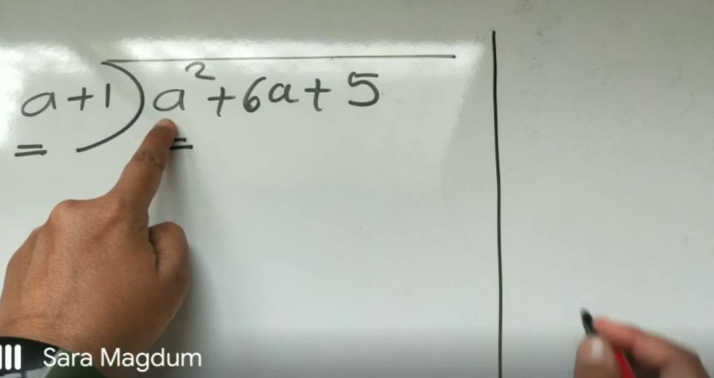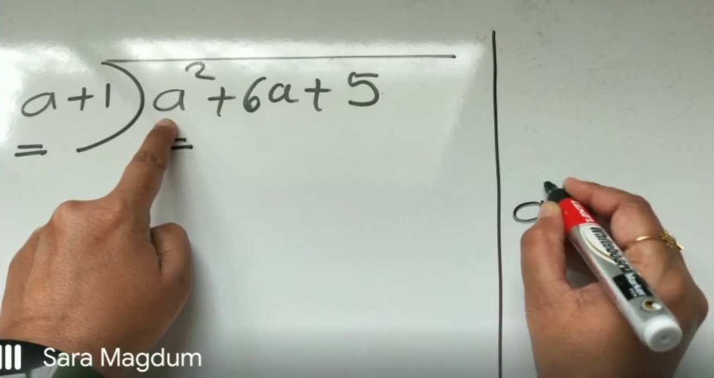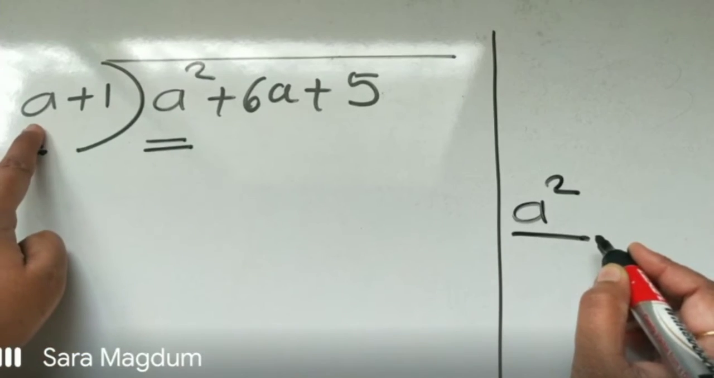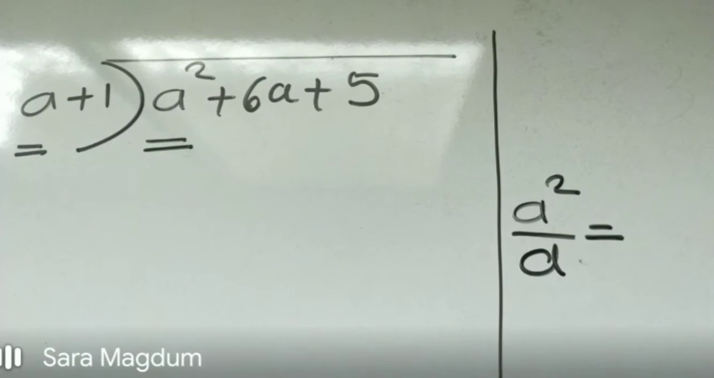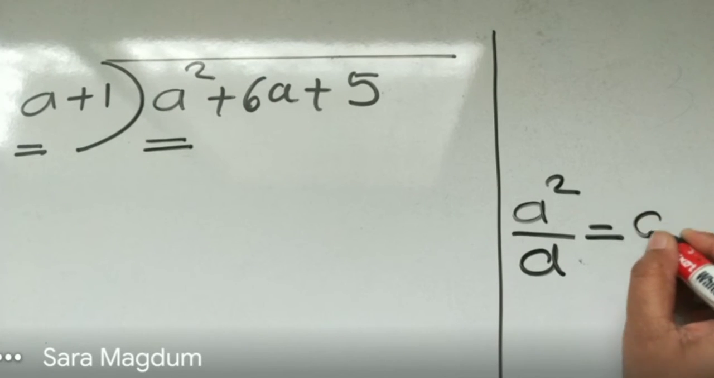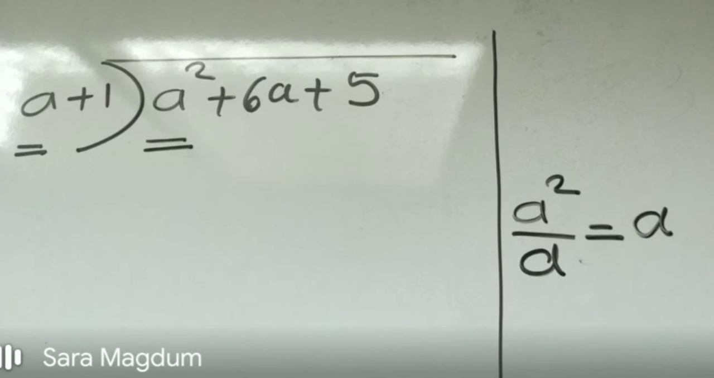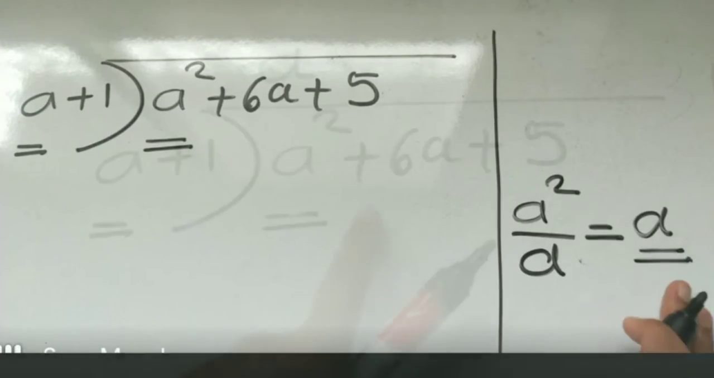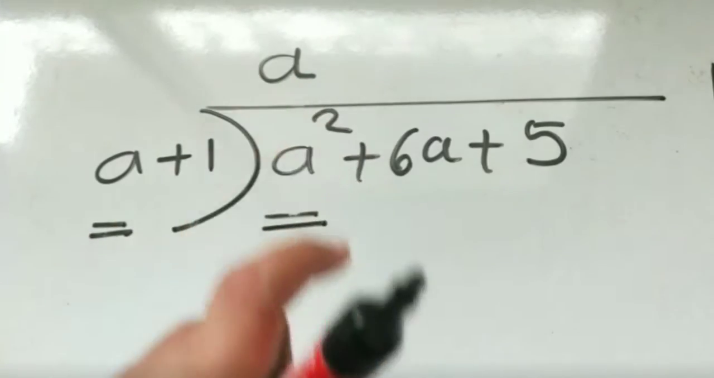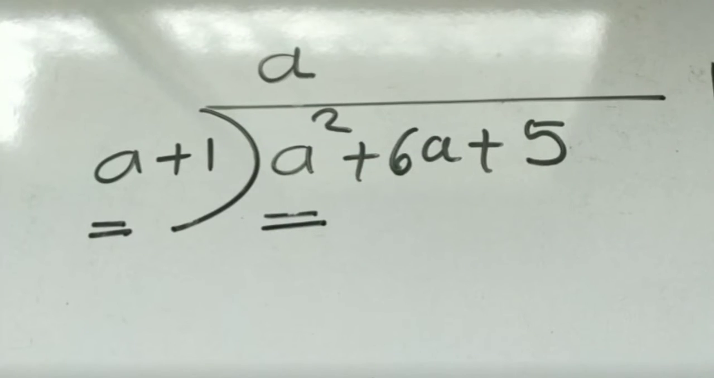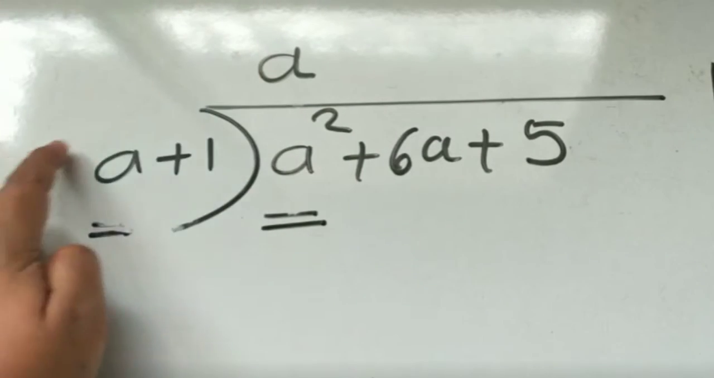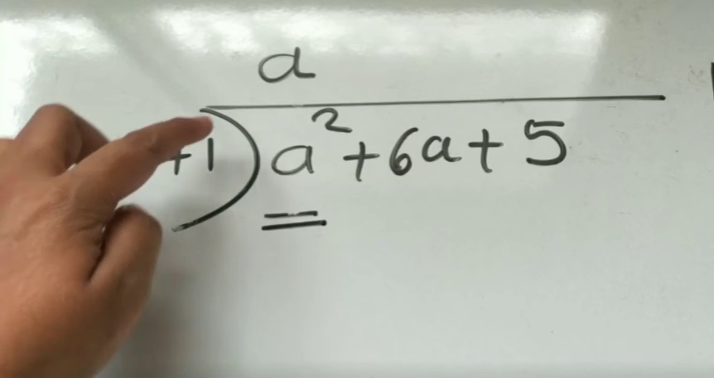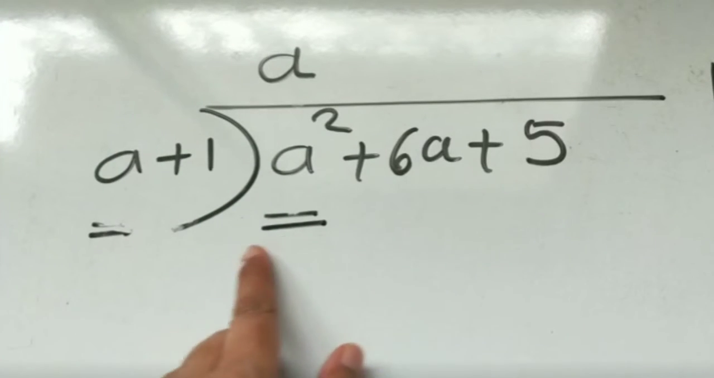A square, what is it? A square. So you will mention a square upon, what is it? This is a. Can you tell me what you will get here? A square upon a. A raised to 1 means a, right? And by dividing a square by a, you got this quotient. Now you have to multiply a with the whole divisor, and you will mention the terms here.